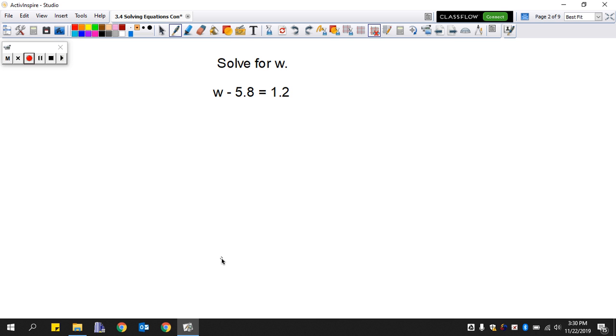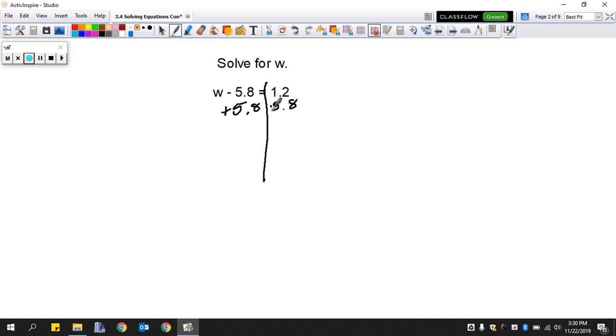For this first problem, it says to solve for W. That means that we want to get W by itself. In other words, we want to isolate W. So we're going to split this equation in half by drawing a line down through the equal sign. And we look at the operation we're doing, which is subtraction. The inverse operation of subtraction is simply addition. So we're going to add 5.8 to both sides of the equation.